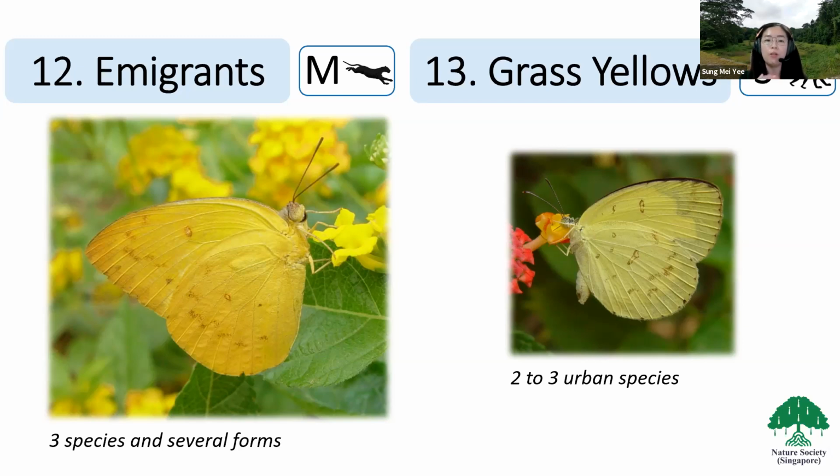If I compare to a real object, the grass yellow is about the size of a 50-cent coin, while the emigrant is about 1.5 to 2 times bigger than the grass yellow. And if you look at the shape of the wings, the grass yellow's wings are more rounded and look more circular, while the emigrant's forewings are more angular, more sharp at the tip. So that's the emigrant and the grass yellow.